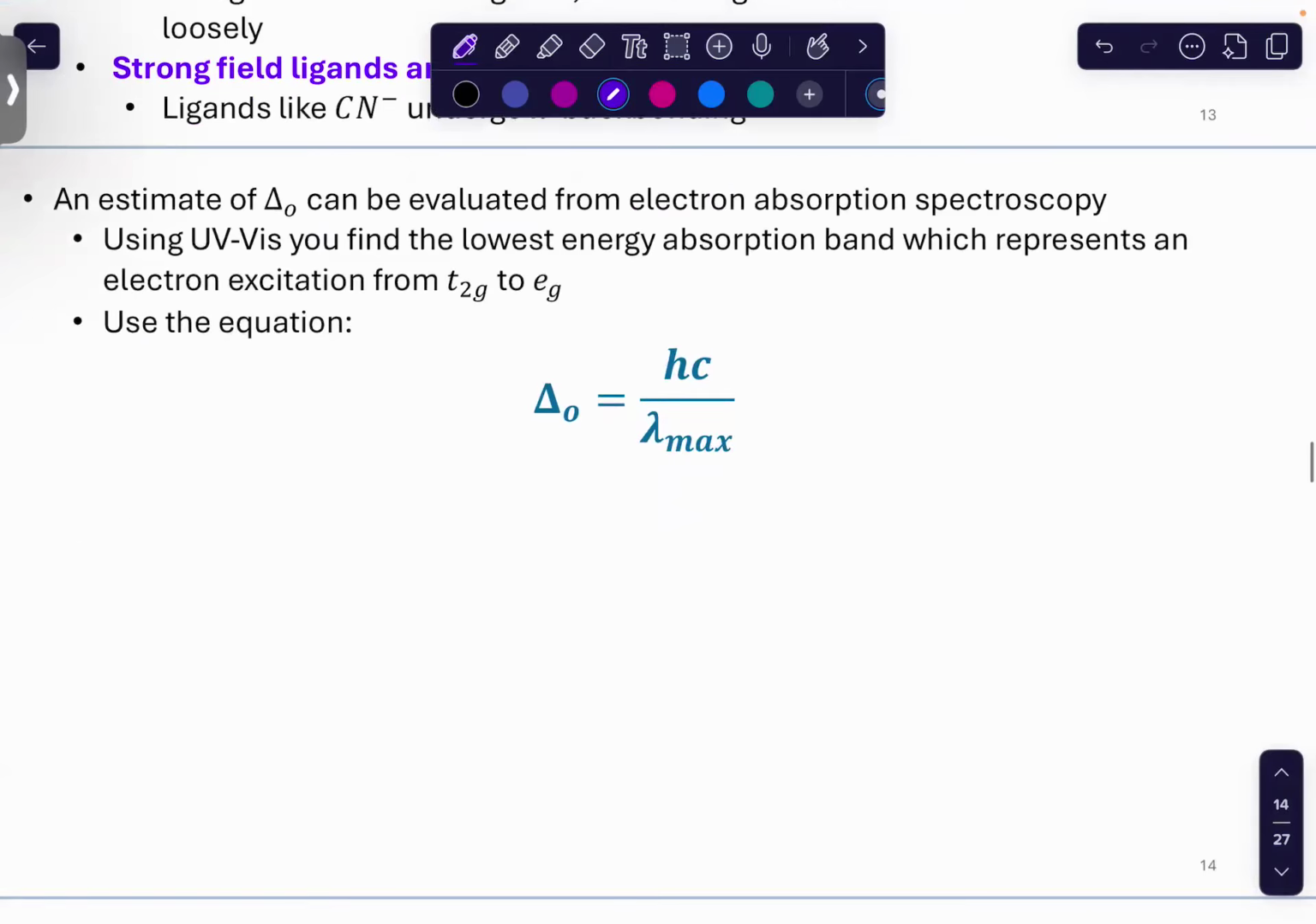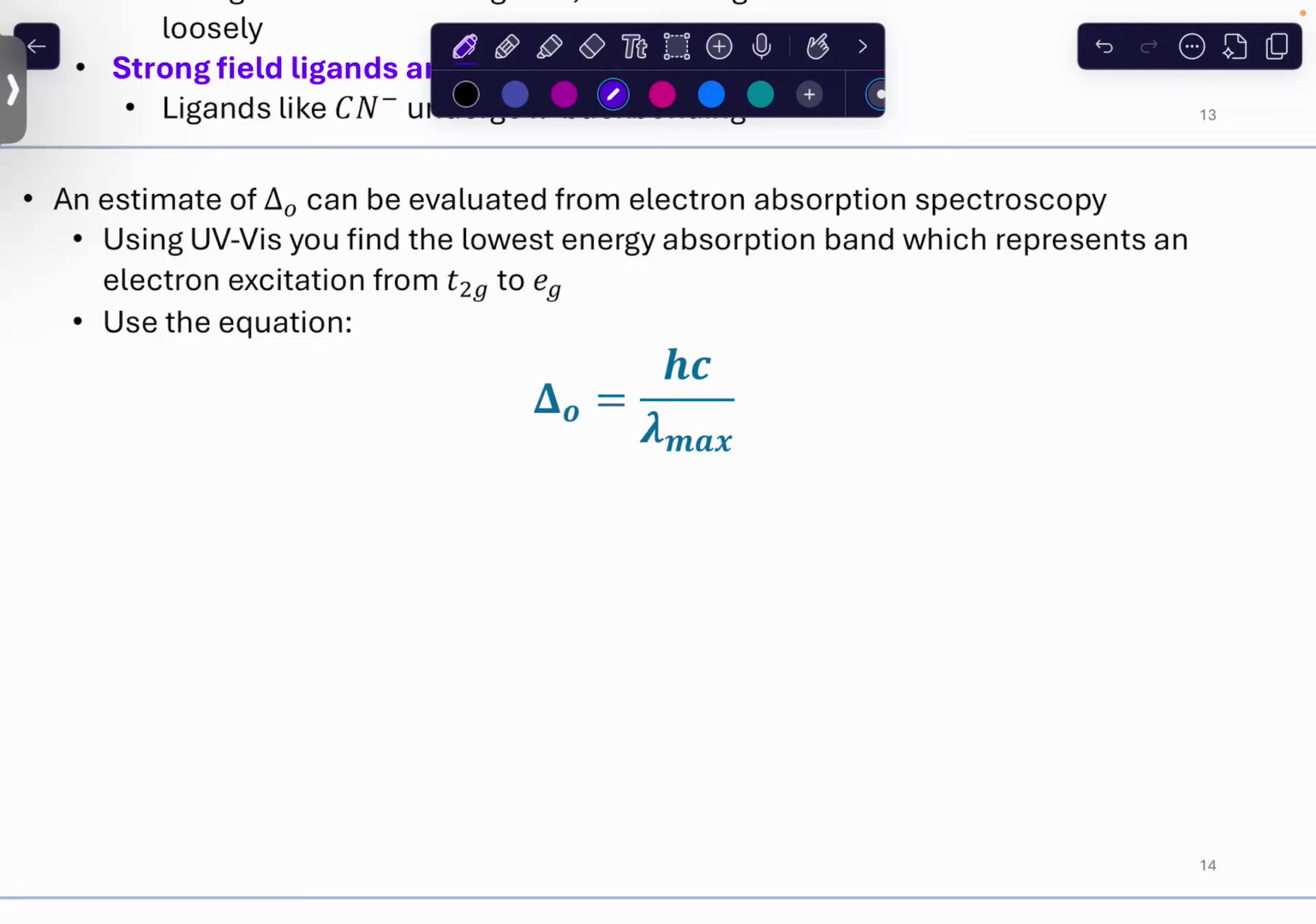Okay, so we can actually get an estimate of that energy separation, delta O, by using electron absorption spectroscopy. Another little laboratory tool for you to use. This one's very, very popular in experimental procedures, so I would learn about it because you will probably be using it someday. It's called UV-Vis.